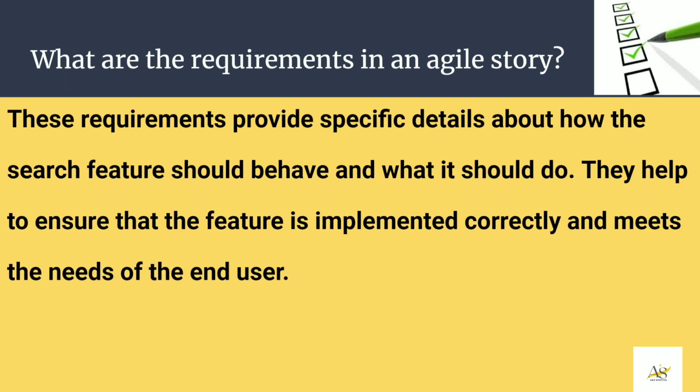These requirements provide specific details about how the search feature should behave and what it should do. They help ensure that the feature is implemented correctly and meets the needs of the end user. So that search must actually do what the user was expecting it to do. Let's go back to the toys example. When you're looking for toys, it must be specific and relevant to the context of the user's search.